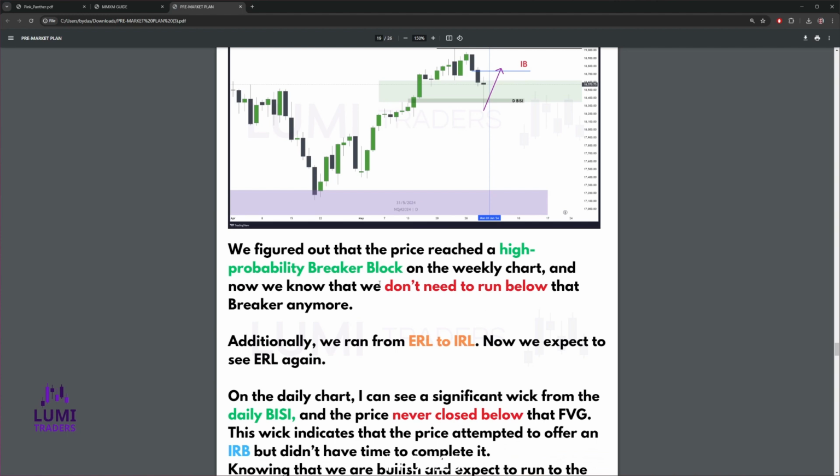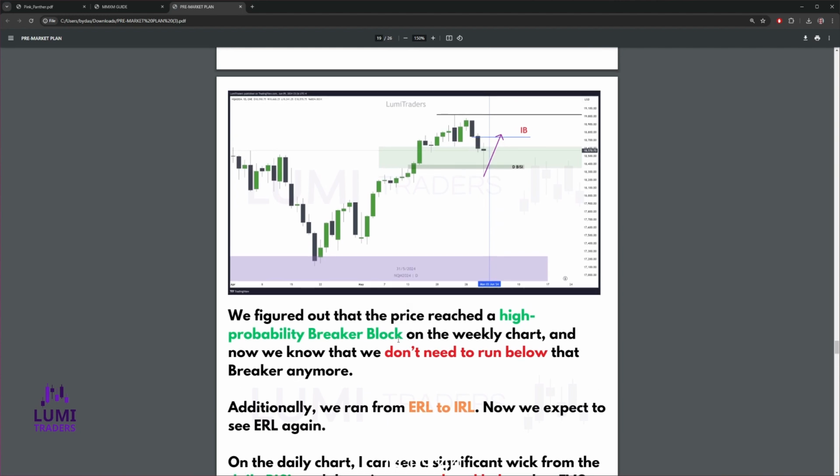And now we know that we don't need to run below that breaker block anymore. Additionally, we ran from external range liquidity to internal range liquidity. We discussed this on the weekly chart. Now we expect to see external range liquidity again. This means for our weekly bias, our weekly objective will be external range liquidity.